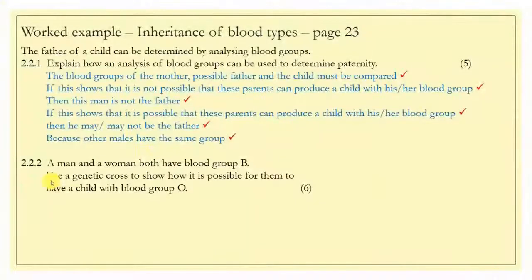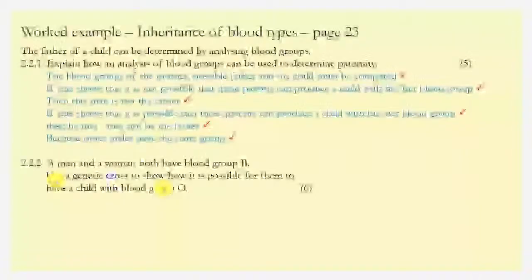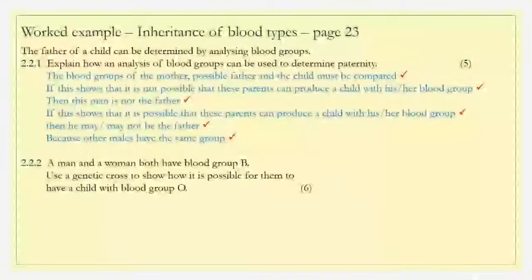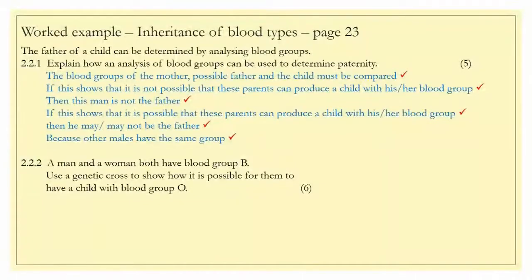Right, where was I? So it can give you possibilities, but it can't give you definites. Okay? So let's look at problem 2.2.2. A man and a woman both have blood group B. Use a genetic cross to show how it is possible for them to have a child with blood group O.